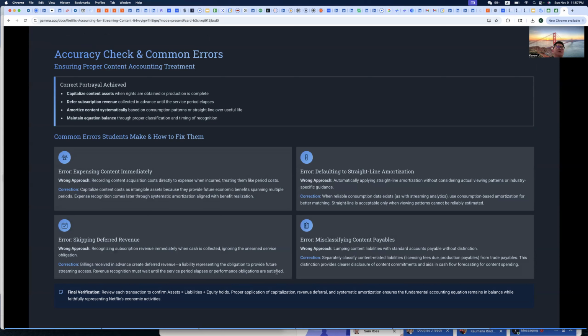Some common errors that could be made, and how to fix them: error one would be expensing content immediately. Error two would be defaulting to straight-line amortization. And error three would be skipping the deferred revenue. We can see there are many wrong approaches here and some corrections that could be done to address these errors.